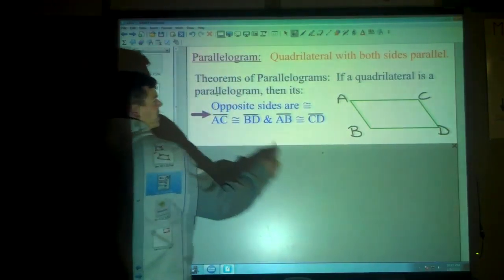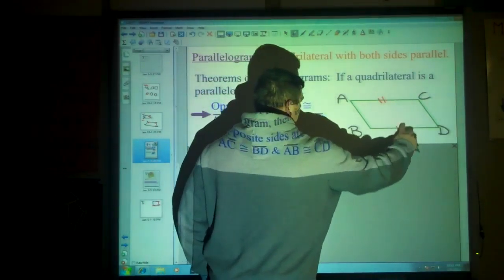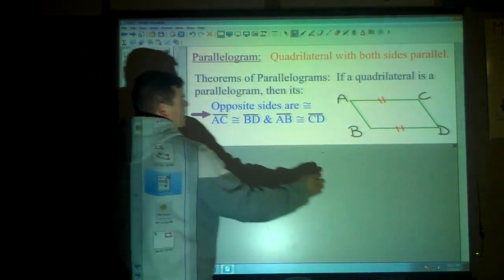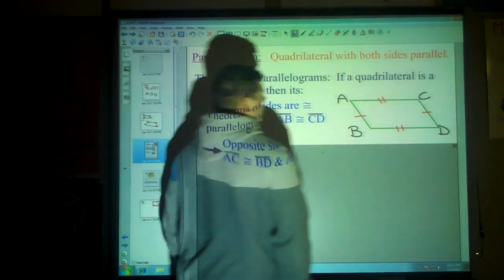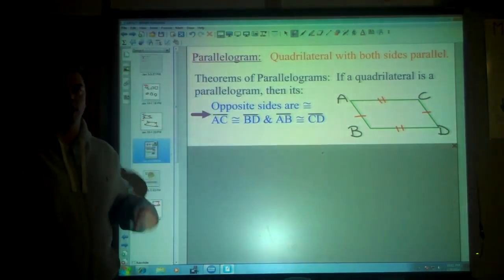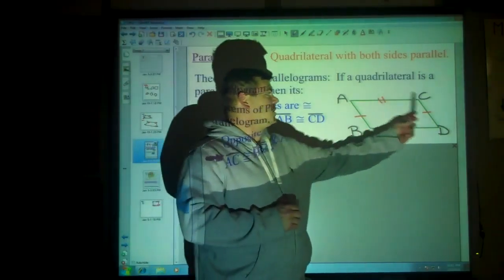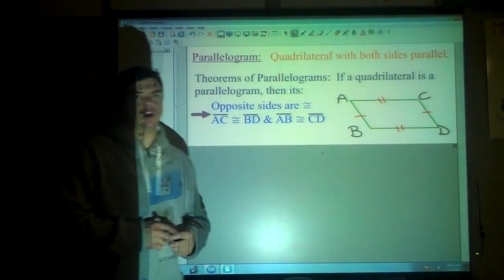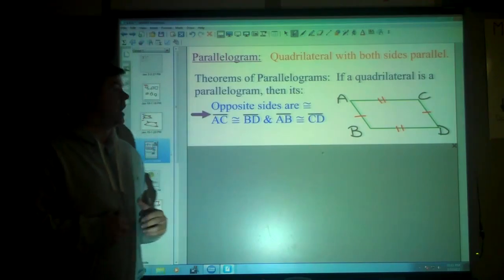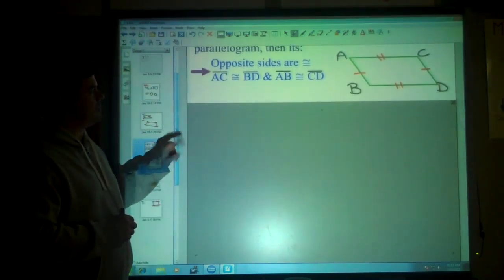According to what it says, AC, this side here, will be the same length as this side here, and AB will be the same length there. If I've been told I have a parallelogram, then the opposite sides will always be congruent to each other. That's a fact. That's a theorem that I can use to determine lengths I might be missing.